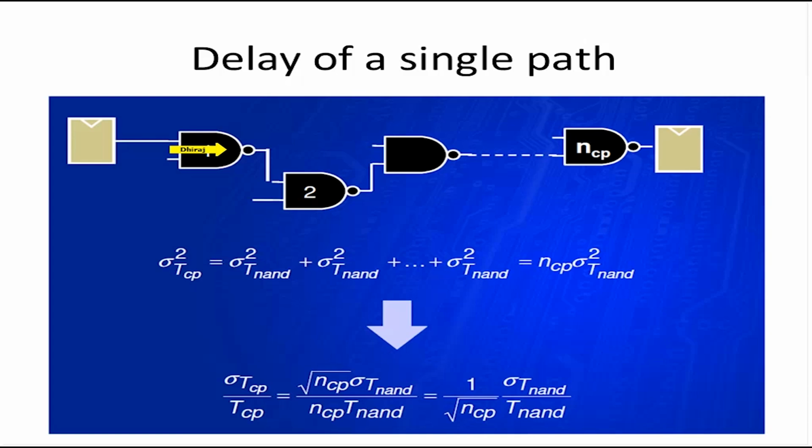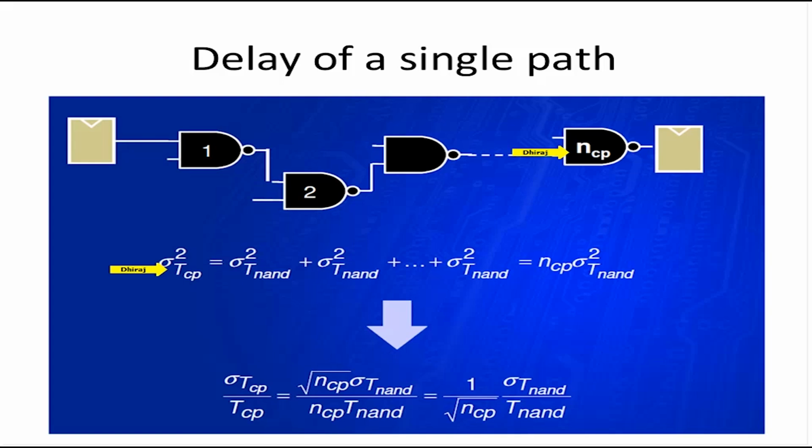So, in a perfectly random case, where let's say the delay of this device is independent of the delay of this device, the square root law follows. That means sigma square TCP is equal to sigma square 1 plus sigma square 2 plus sigma square 3 till sigma square NCP. Assuming the sigma square of T NAND is the same, sigma is the same for all the NAND gates, which is possible. All the NAND gates will show the same sigma.